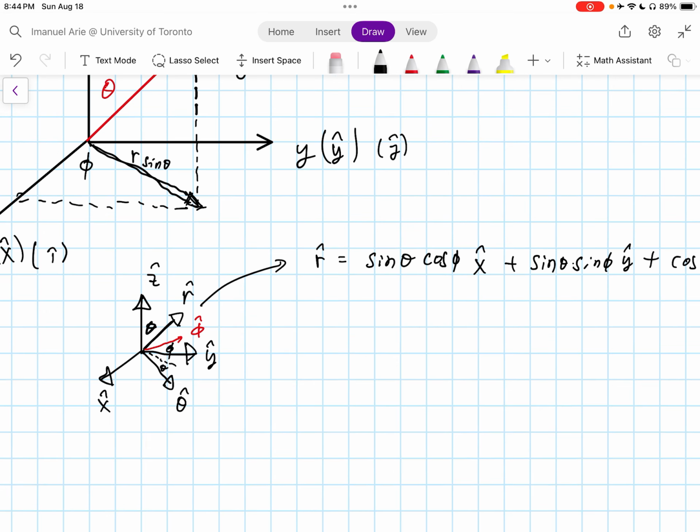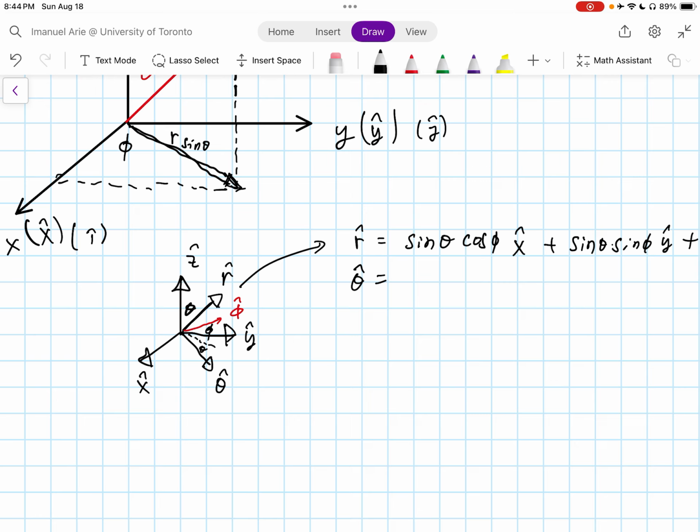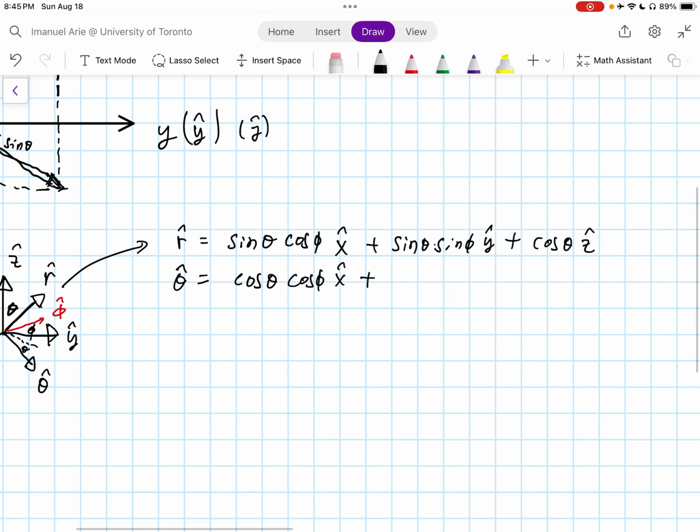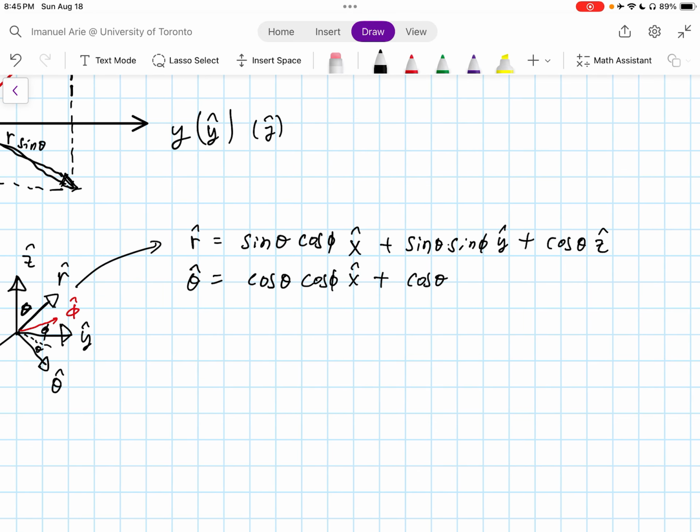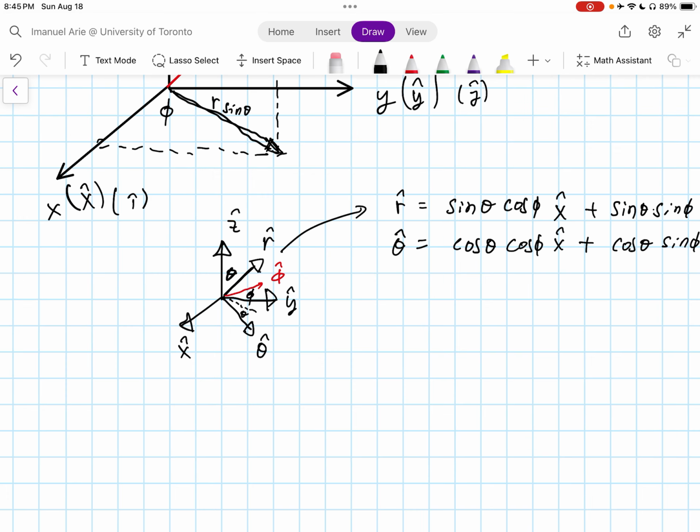Now what about theta hat? For theta hat, we are also going to project this onto the xy plane. If we do so, we are going to get cos theta, right? And then if we project it onto x hat, we will get the same cos phi times x hat. So that's the x hat component of theta hat. And then the y hat component is going to be cos theta, the projection of theta hat onto the xy plane, times sine phi, right?